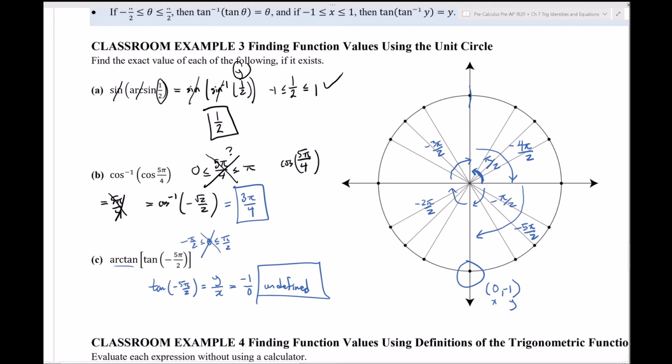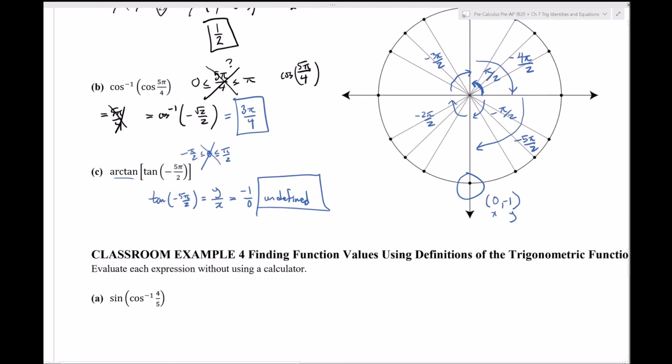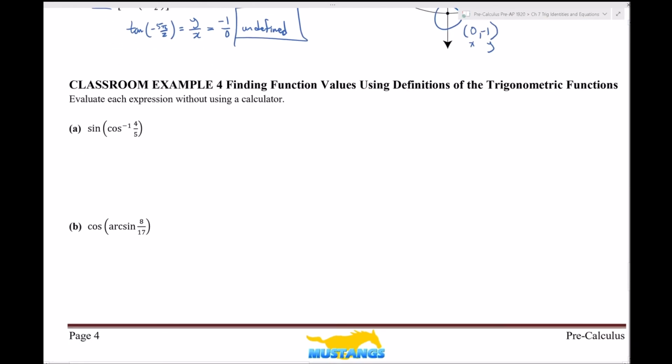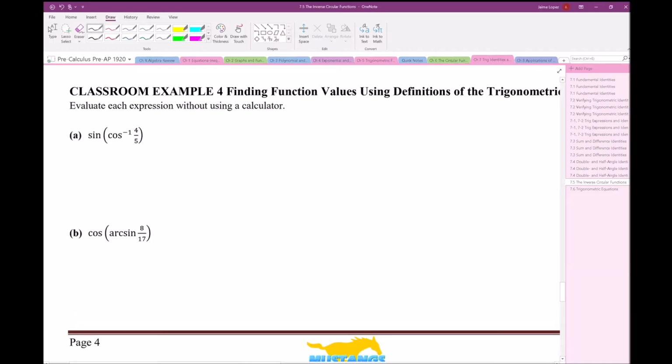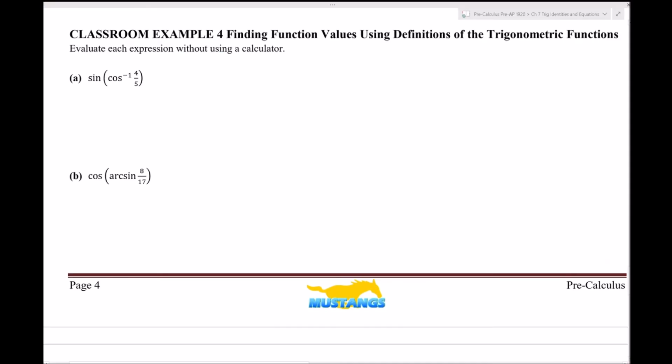So then we'll move on. We'll look at example 4. More complicated expressions. Now we could think of this in terms of a circle, but sometimes circles aren't going to be helpful. These can be done using a triangle. So evaluate each expression without using a calculator. Sine of cosine inverse of 4/5.